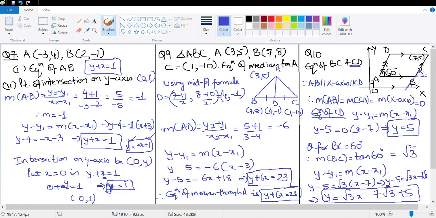So what did we do? We calculated the slope first and then we put it in one formula, which is y minus y1 is equal to m times x minus x1. And that gives us the answer. Perfect. Let's look at the next question.